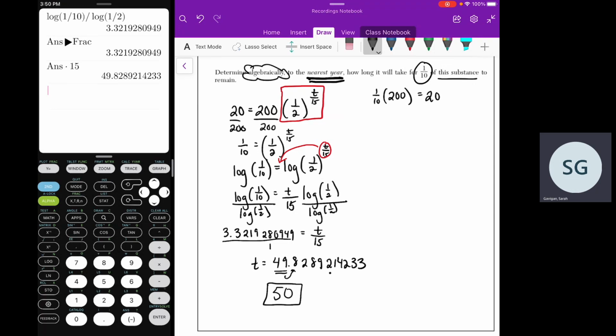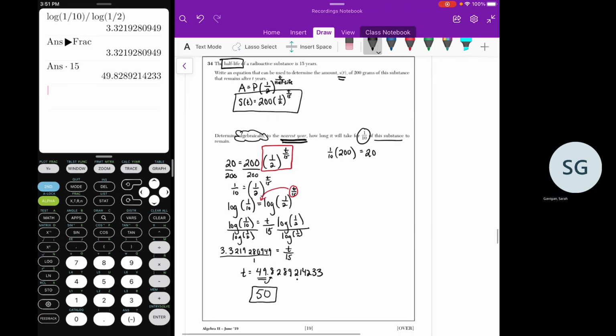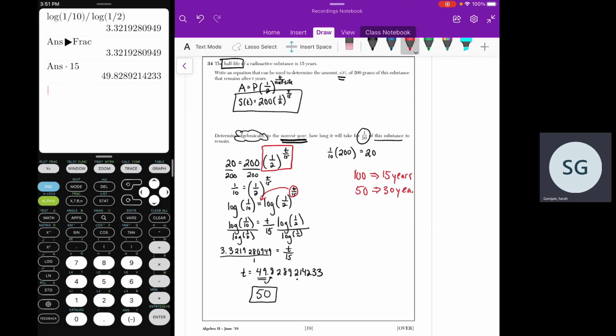So now we want to check to see if our answer is reasonable. If the half-life is 15 years, so half of it is going to be after 15 years. So let's just do a quick, is it reasonable? So half of it is going to be 100. That will be after 15 years. Let's do another half-life. That's going to be after 30 years. Let's do another half-life. That's after another 15 years.